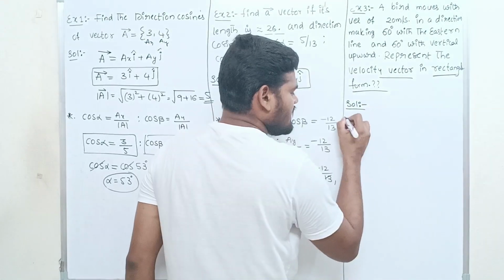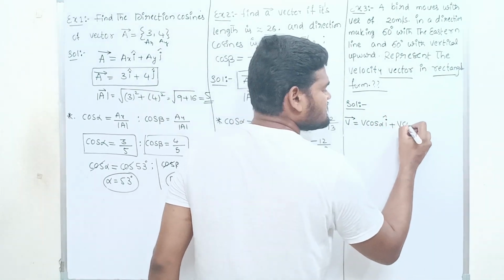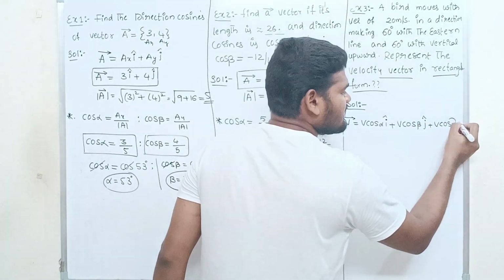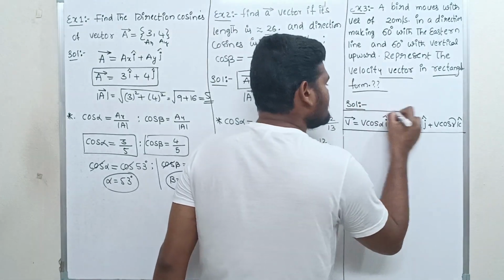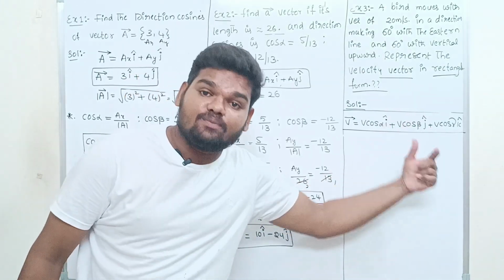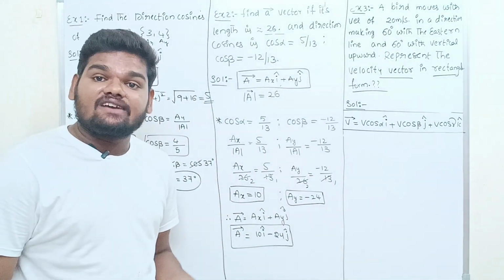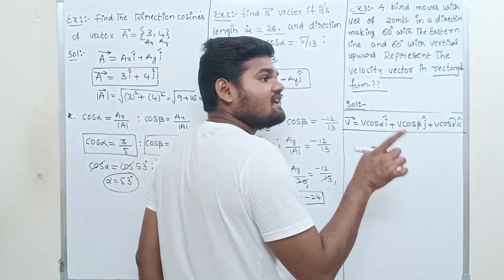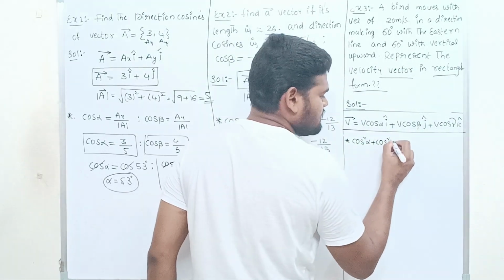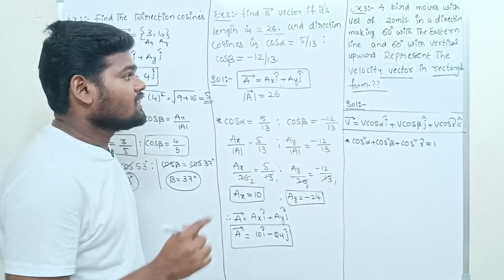Solution. Have a look. V bar is equal to V cos alpha i cap plus V cos beta j cap plus V cos gamma k cap. So this is the velocity vector in rectangular form. Already we have found the formula for direction cosines: cos square alpha plus cos square beta plus cos square gamma is equal to 1.